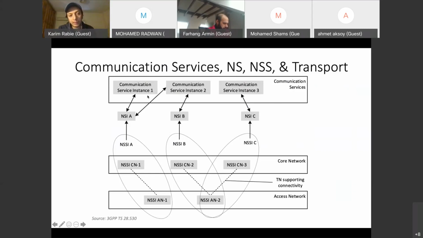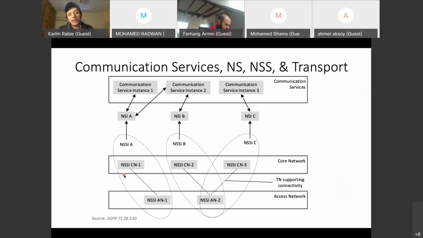So the communication service corresponds to a network slice instance. In reality, what you are selling corresponds to a network slice instance. And the network slice instance, by structure, consists of a network slice subnet instance in the core, a network slice subnet instance in the radio or access, and a transport connectivity. If 3GPP was covering the transport, they would also write network slice subnet instance in the transport. But because of the coverage itself, 3GPP is mainly focusing on the core and on the radio. So from their perspective, the network slice instance maps to a slice subnet in the core, a slice subnet in the radio, and a transport connecting the access and the core.